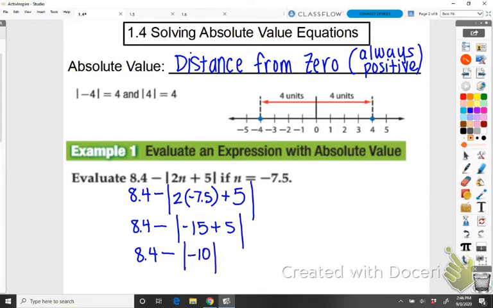Now the absolute value of -10 is 10 units away from 0. So when I figure that out, we drop the absolute value bars at that point. And 8.4 minus 10 is -1.6. Some students think that absolute value means taking the opposite. So they think the absolute value of +4 would be -4, which isn't true. The absolute value is always positive.